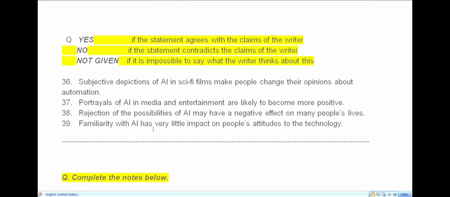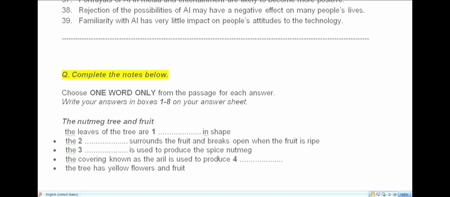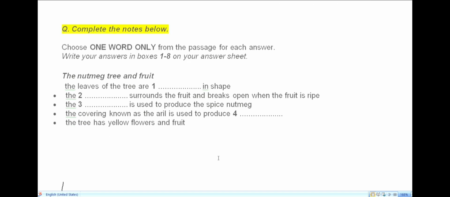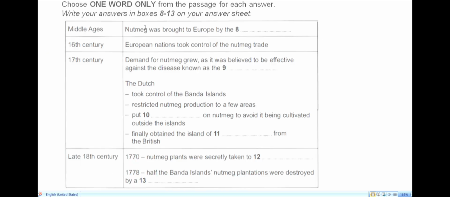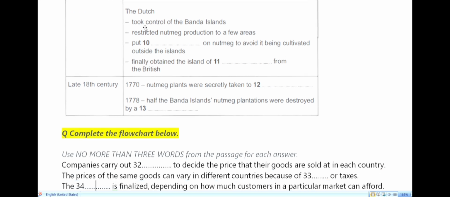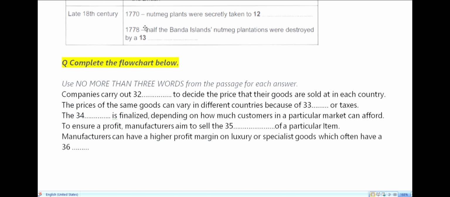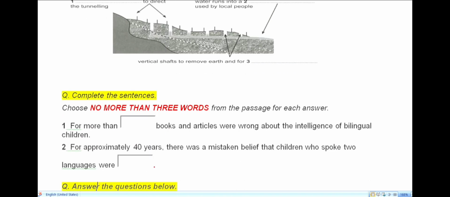Now we go to the other one, which again has 5 similar question types. They are complete the notes, then complete the table, like you see on the screen, a table is given with a few blanks. Then it is complete the flow chart, then diagram completion questions, then complete the sentences. So that becomes 5 different question types again.